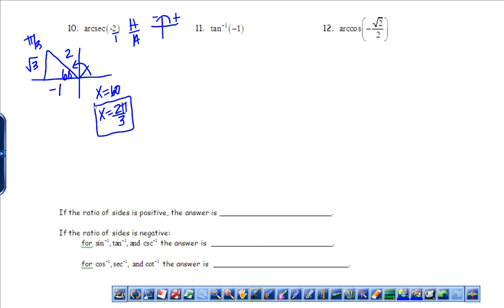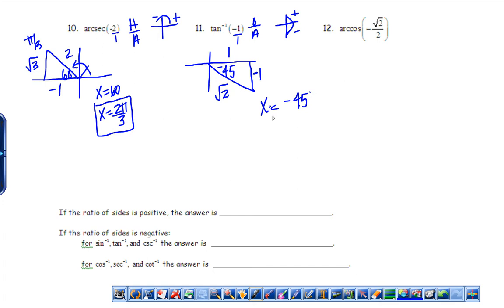Okay, tangent of -1 is opposite over adjacent. And let's see, tangent is going to be the side, positive and negative down here. So let's build it in the fourth quadrant. So opposite over adjacent. So this is root 2. This is not, let's see, here's a -1. So we've got a -45. Some of y'all should be catching on to these really quick here. So it looks like my radians is -pi over 4.